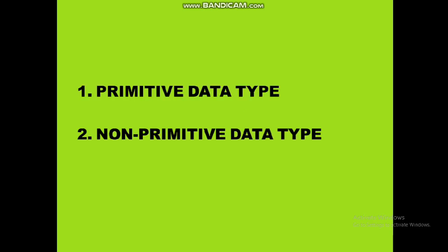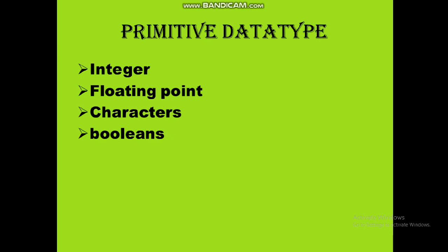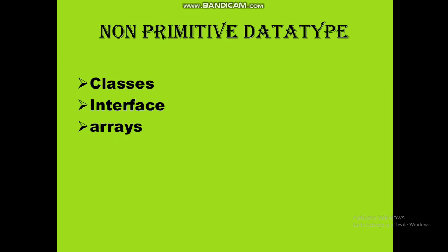Data types are classified into two types. The first one is primitive data type and the next one is non-primitive data type. The primitive data type consists of integer, floating point, characters and booleans. The non-primitive data type consists of classes, interface, arrays.